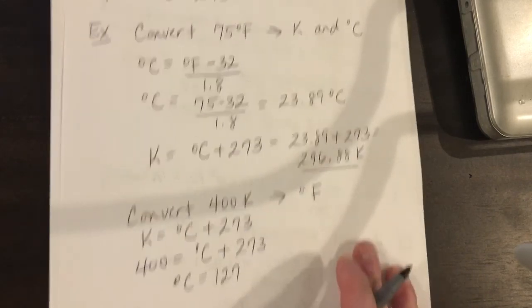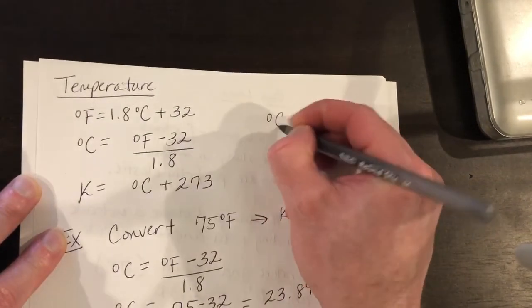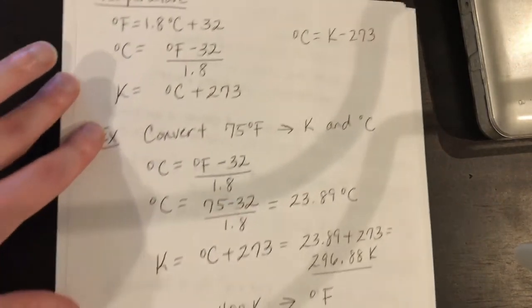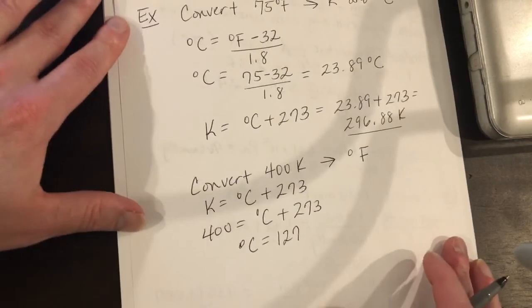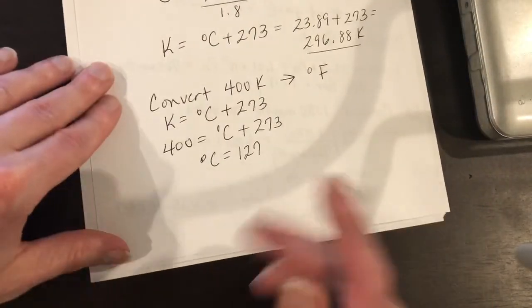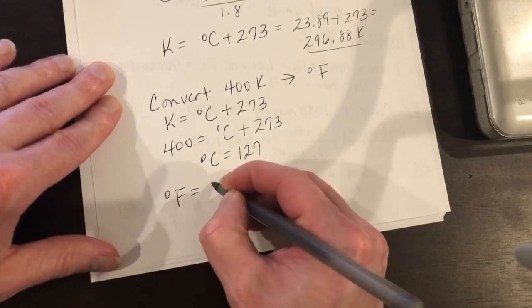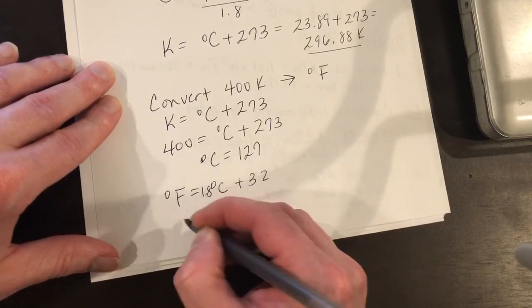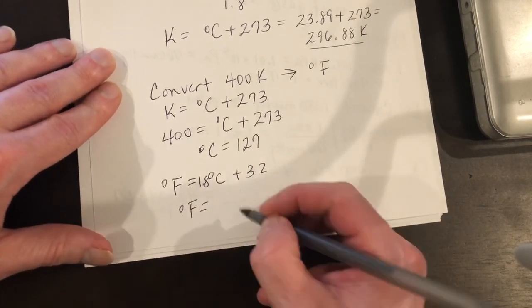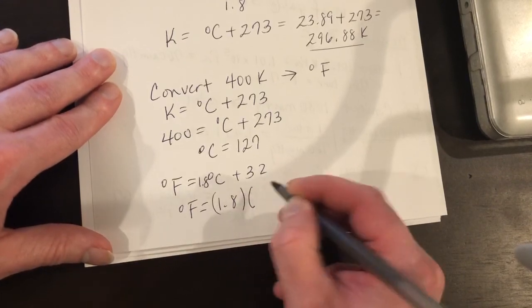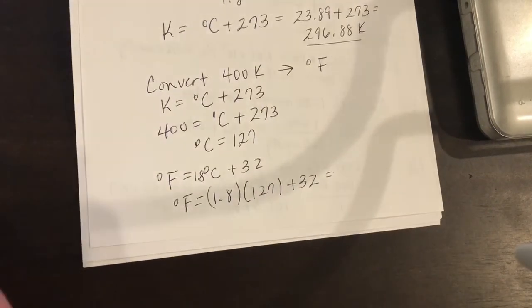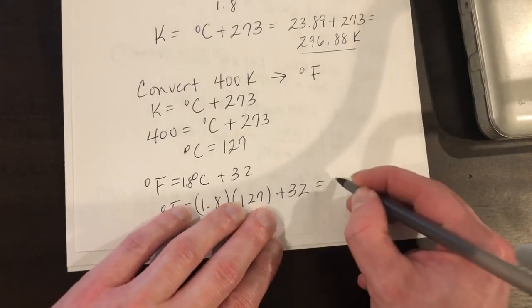Now, if you want to add that formula up to the top of your conversion chart, degrees Celsius is Kelvin minus 273. I'm okay with that. Now, from there, we're going to plug into our degrees Fahrenheit formula. So it's 1.8 degrees Celsius plus 32. So 1.8 times 127 plus 32. And you should get 260.6 degrees Fahrenheit.